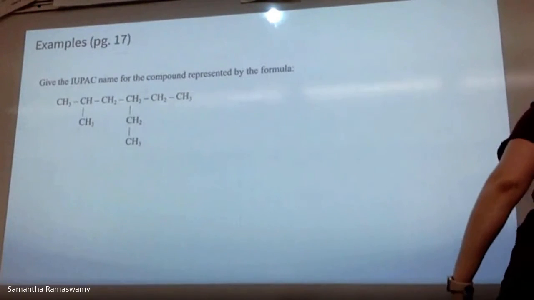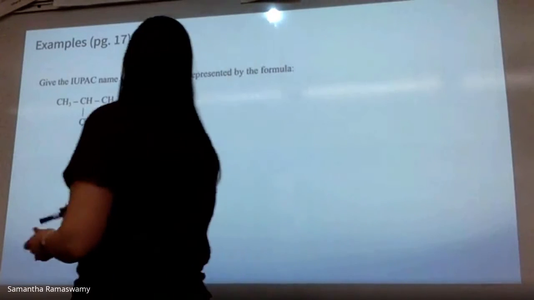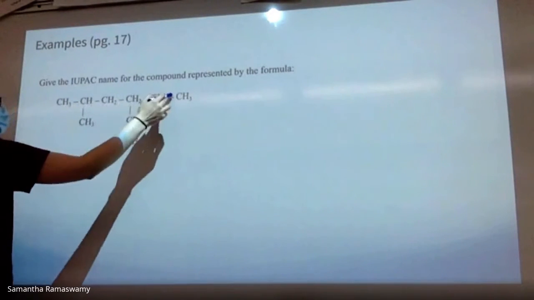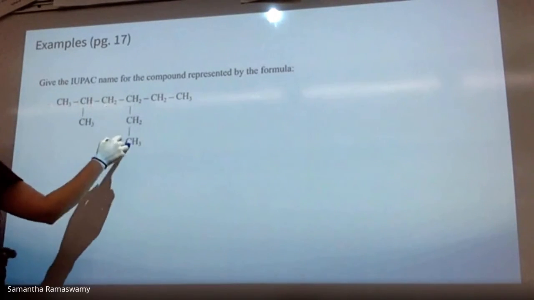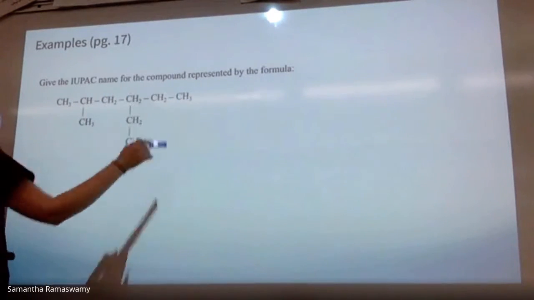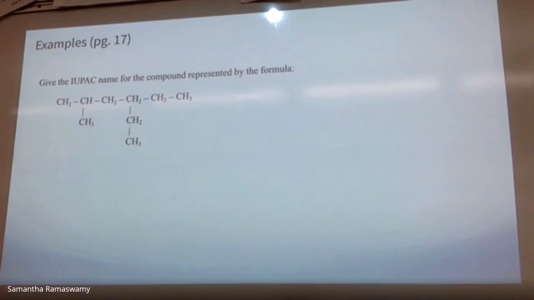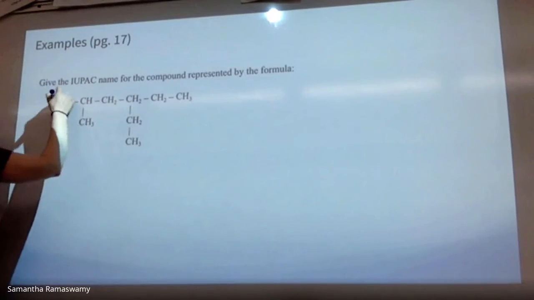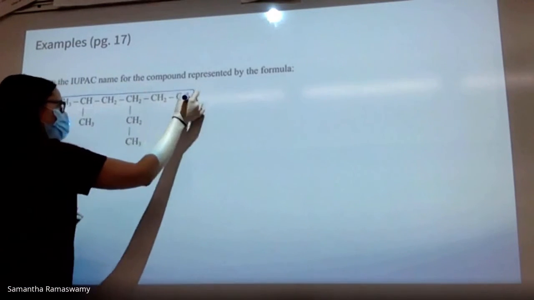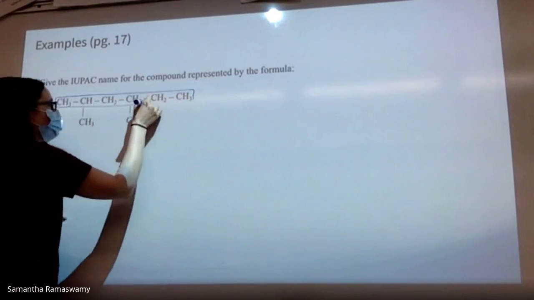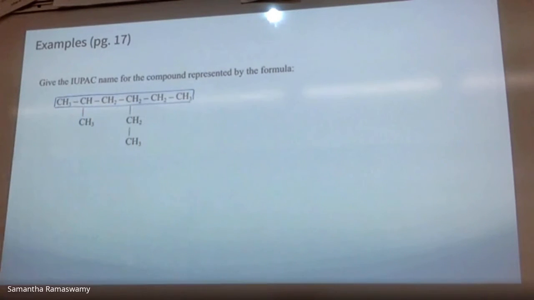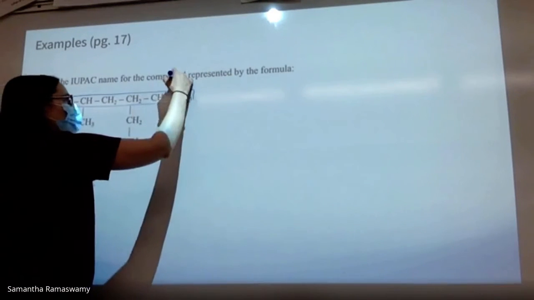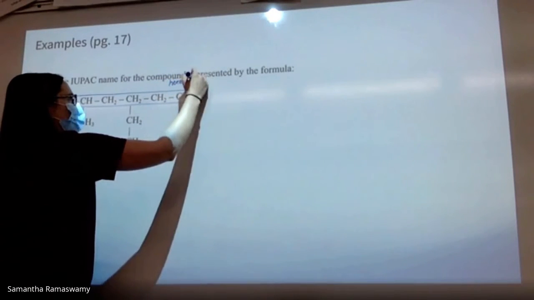So if I look for the longest carbon chain, 1, 2, 3, 4, 5, 6, 1, 2, 3, 4, 5, 6. Okay, well, the longest here is 6. So no matter which way I do it, my substituents will be the same, so I'm just going to go this way. There's my longest chain, 6 carbons, all single bonded together. That means the end of this name will be hexane.